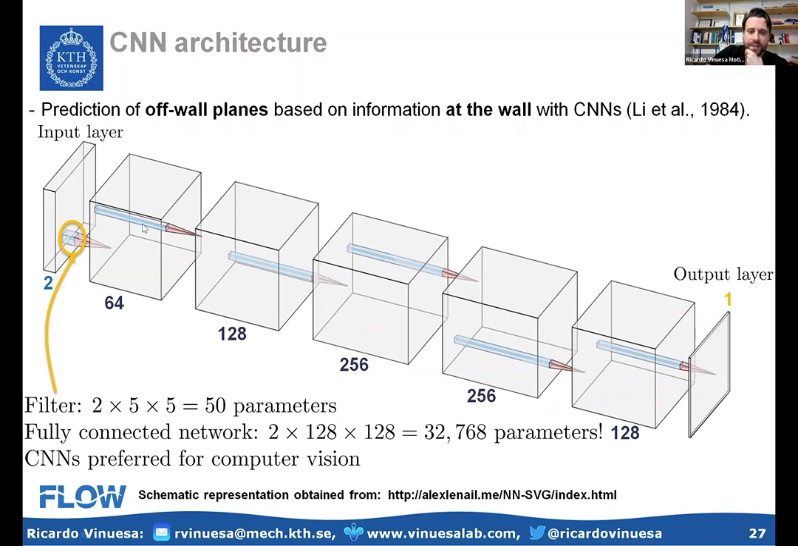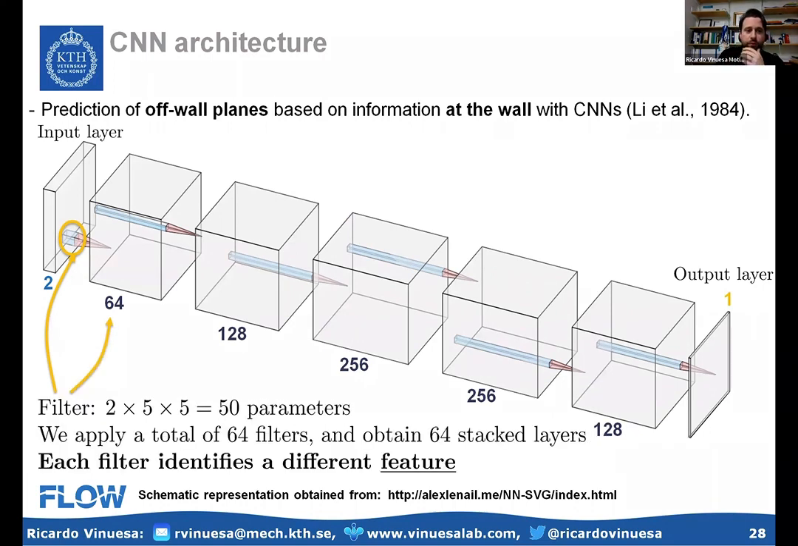So in this first layer, what we have is a filter, or a kernel, that has a size of 5 times 5, right? And a depth of 2, which of course is much less in terms of number of parameters than the equivalent that you would have in a fully connected network. So this is one of the reasons why CNNs are quite widely used in the context of computer vision.